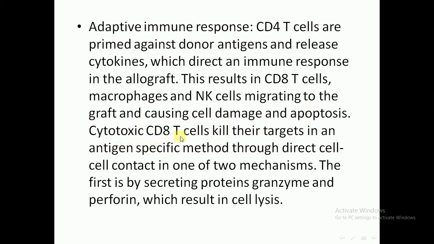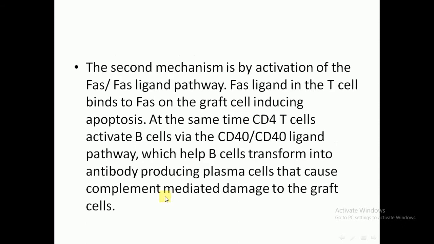The cytotoxic CD8 T cells kill their target in an antigen-specific manner through direct cell-to-cell contact, by one of two mechanisms. First, by secreting proteins, granzymes and perforin, which result in cell lysis. And the second mechanism is the activation of the Fas-Fas ligand pathway. As you know, these are the mechanisms of the T cytotoxic cell. The Fas ligand on the T cell binds to the Fas on the graft cell, inducing apoptosis.